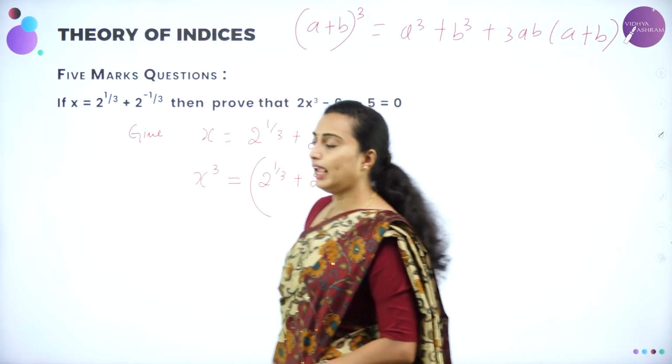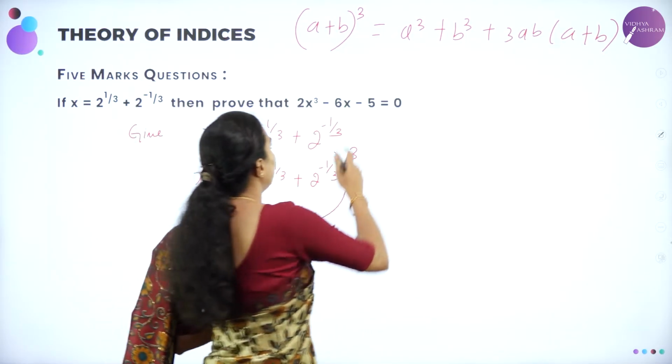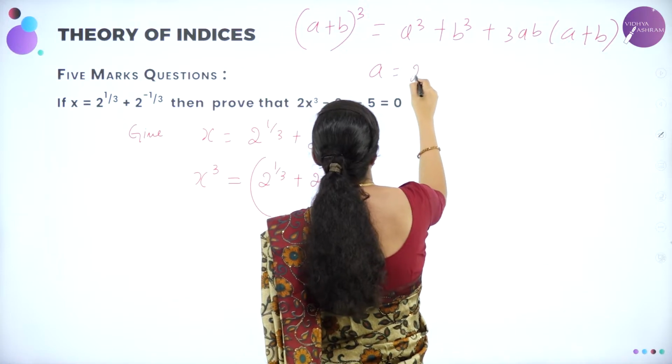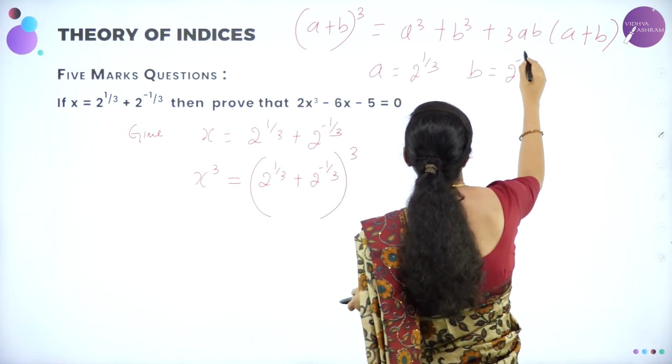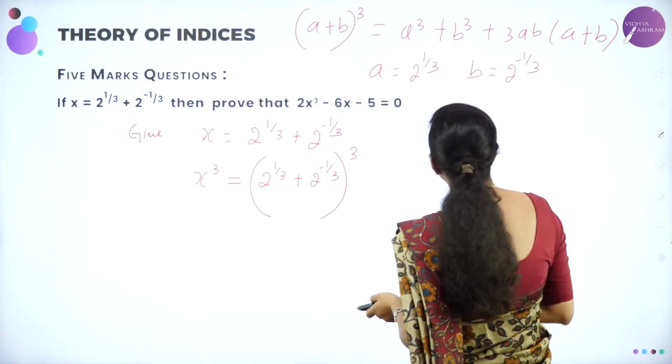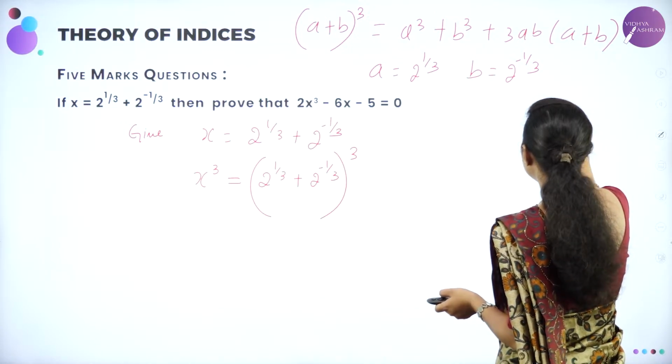So write down A cube, A replaces 2 power 1 by 3. I am writing here, A is 2 power 1 by 3. B is 2 power minus 1 by 3. And be careful, dear students, here. I am going to take it as here. What is A power minus M?